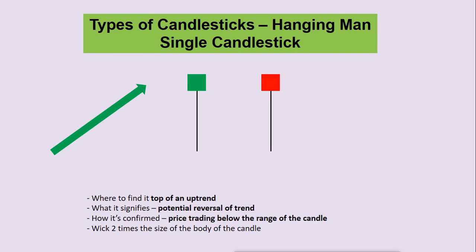You ought to look for it at the top of an uptrend. Sometimes it can develop, then the price refuses to go below the setup, then it can continue upwards. So this is why confirmation is always important to see the exact direction of where things are going to go.